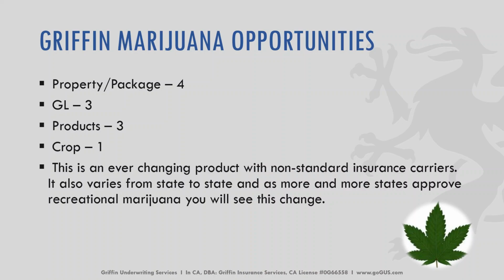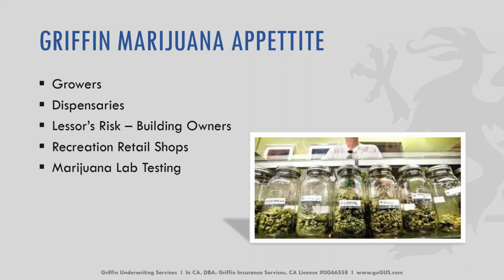It also varies from state to state, and there's more and more states being approved for recreational marijuana. We're going to see more and more changes happen as they go. We do have appetites for growers as well as dispensaries. We can offer products for lessor's risk for building owners, recreational retail shops, as well as lab testing. What I suggest to agents when they're trying to write this class of business is the best thing to do is get in touch with one of our underwriters and just start asking questions.